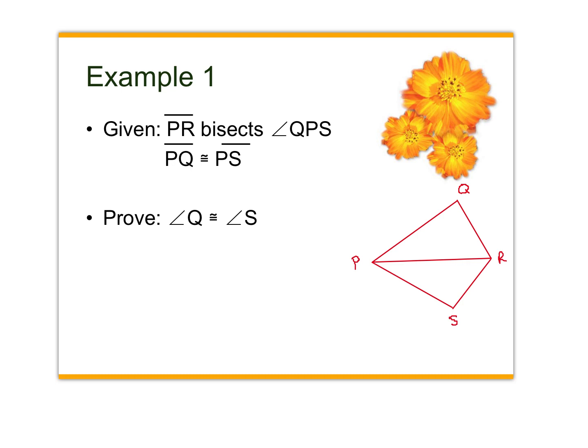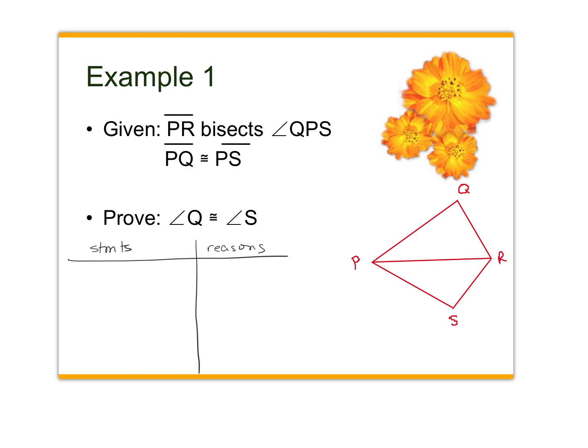So again, here I'm given a proof that they want me to write. They want me in this proof to prove that angle Q equals angle S. So again, I'm going to start with my statements and my reasons, and I'm going to try to understand what it is that they're asking me to do. So let's go with what we've been given.